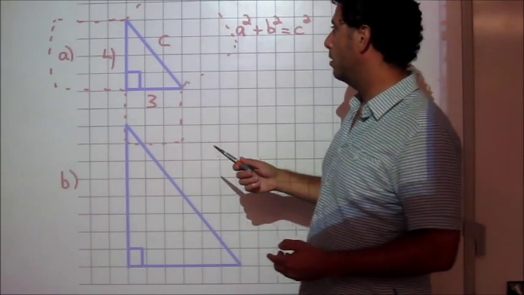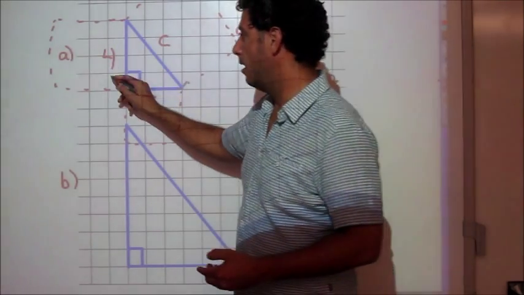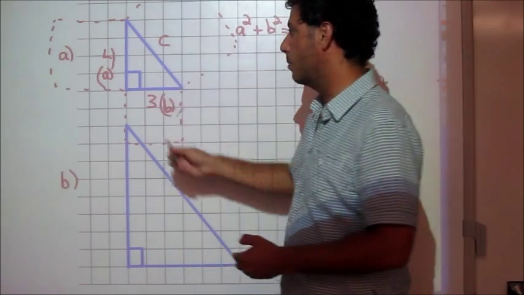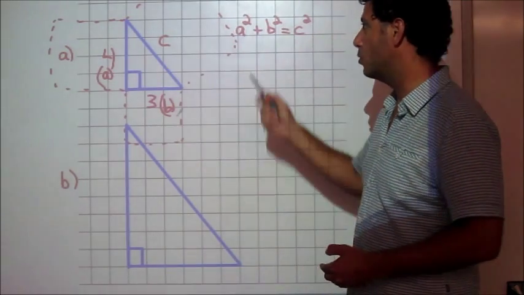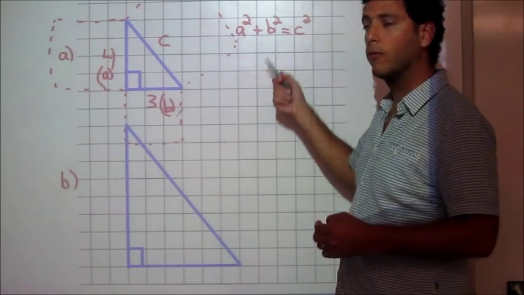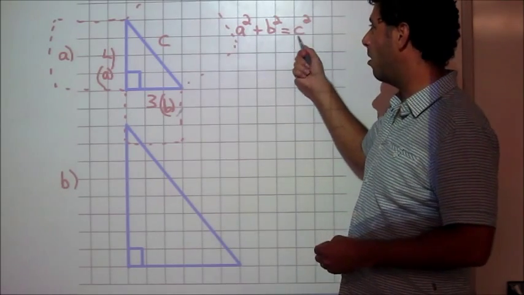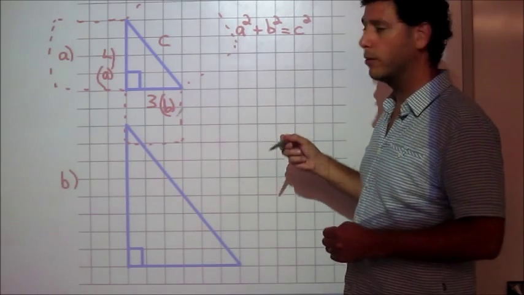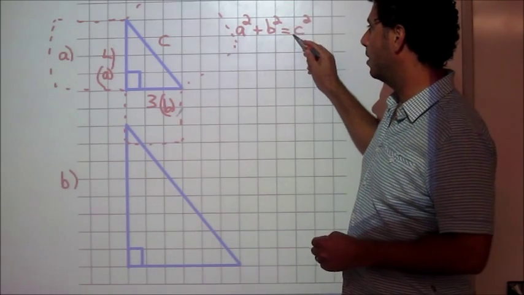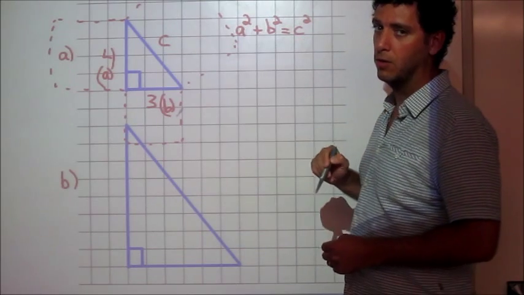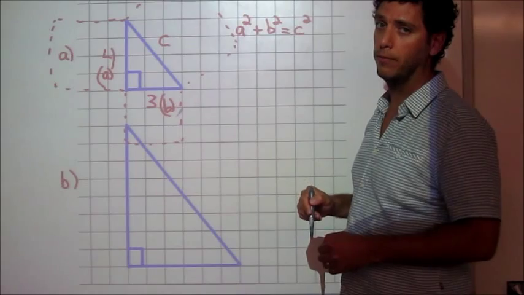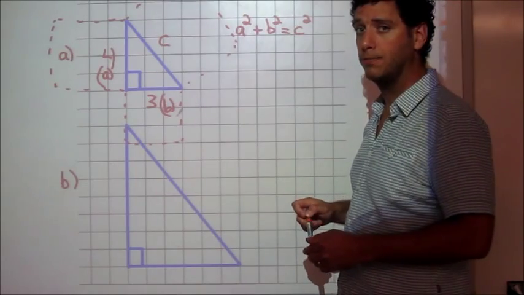So I'm just going to label this one as A, and this one as B, and I'm going to plug in these values into our formula, and I'm going to solve for C. Now C is always the hypotenuse, so just be careful when you're working with the Pythagorean theorem that you always put the hypotenuse over here on its own. The two smaller squares will always add up to equal the largest square, which will always be on the hypotenuse.